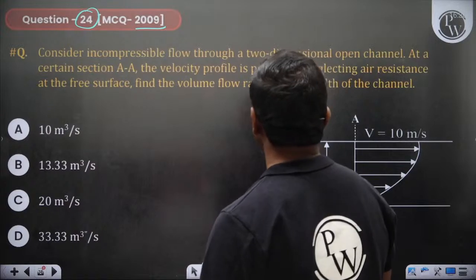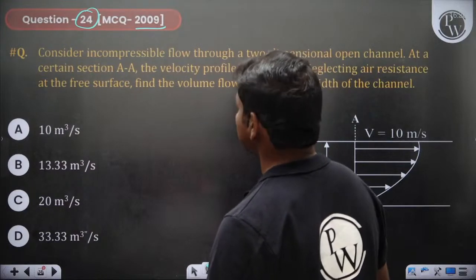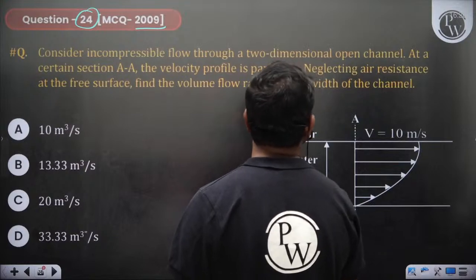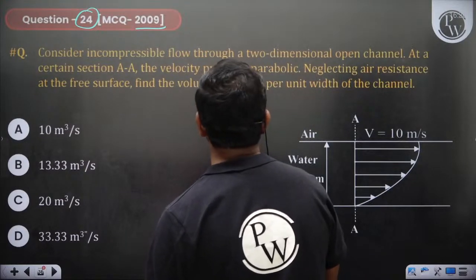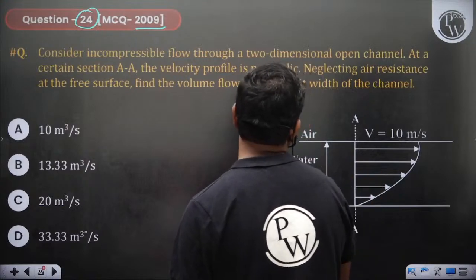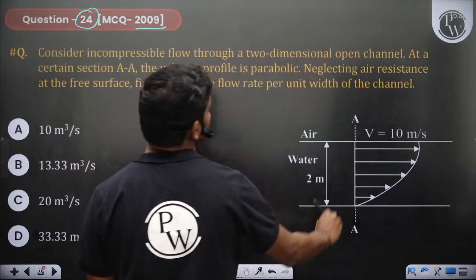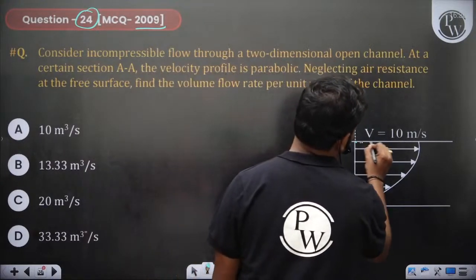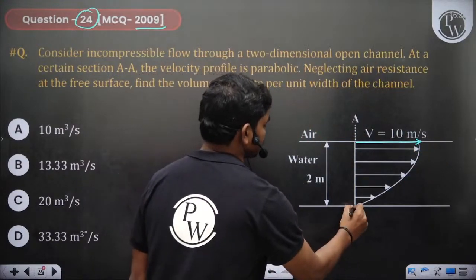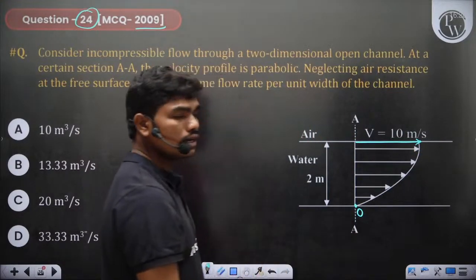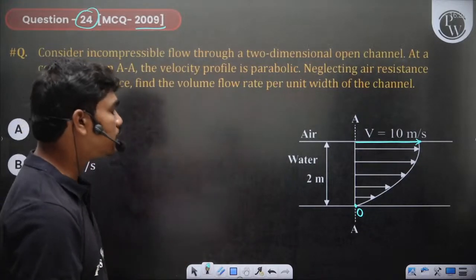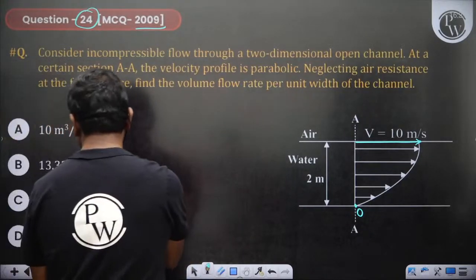So consider incompressible flow through a 2D open channel like this at a certain section AA. So here the velocity profile is parabolic. Neglecting air resistance at the free surface, find the volume flow rate by unit width of the channel. Okay, so what is the unit width of the channel, for example? And here this maximum velocity is 10 meters per second. Okay, and here it is 0 because of no slip. So they want the total volume flow rate by unit width of the channel. So let's see, some options are given. Let's work out.